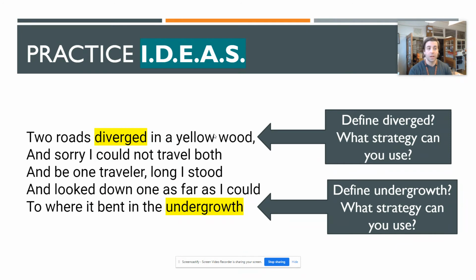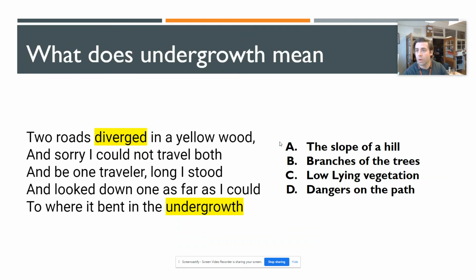All right, so here's another one. Two roads diverged in a yellow wood, and sorry as I could be, I could not travel both, and be one traveler. Long I stood and looked down one as far as I could, to where it bent in the undergrowth. So this is a passage from The Road Not Taken by Robert Frost, a poem that you'll be reading. And so I want you to try to use some of these ideas to define what does diverge mean, what does undergrowth mean, without looking them up in the dictionary or online. So what does undergrowth mean? Pause and give yourself a chance to answer this one.